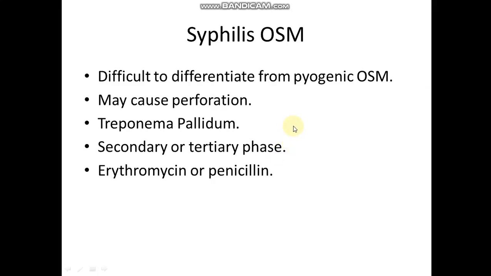Another condition is called syphilitic osteomyelitis. It is associated with syphilis, and it is difficult to differentiate from pyogenic osteomyelitis. If it infects the maxilla, it may cause perforation of the palate. If it infects the mandible, in this case it may cause perforation of the cortex. The causative microorganism is Treponema pallidum. It usually occurs in the secondary or tertiary phase of syphilis.